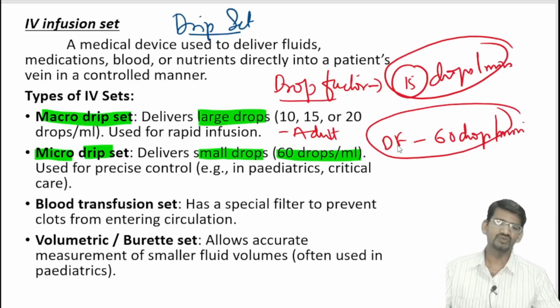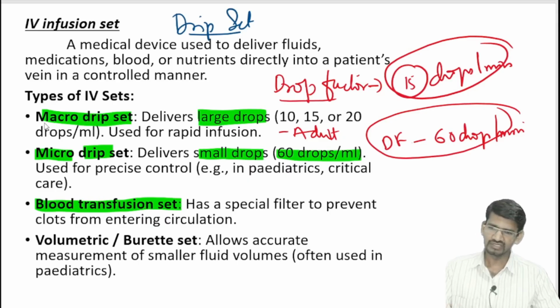So this is also being used for the fluid flow rate calculation. Then another drip set we have is the IV blood transfusion set. The blood transfusion set, in short we call it a BT set, as the name itself indicates. This is used for blood transfusion, or to administer blood and blood products.